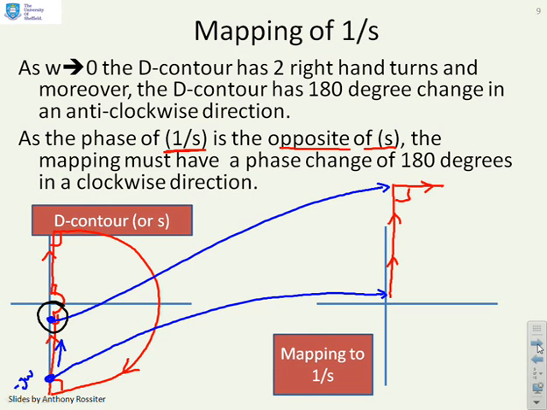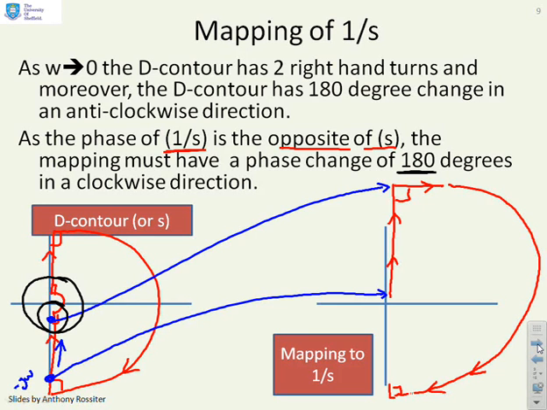Now the next thing you see is that s basically changes in phase by 180 degrees in an anti-clockwise direction, and therefore 1 over s has got to change by 180 degrees in a clockwise direction. So we do that 180 degrees clockwise, and you see we come back down here. And then what we're going to get is another right-hand turn. There it is. Again, put the arrows in to make sure.